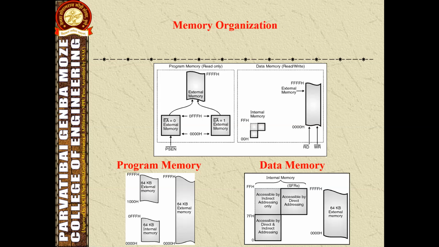The upper figure shows the memory organization of the 8051 microcontroller. Up to 64 kilobytes of program memory and 64 kilobytes of data memory can be accessed separately, and there are 4 kilobytes of internal program memory and 256 bytes of internal data memory. Here, this is the internal memory, and this one is the external memory. This is program memory, and this one is data memory. And these are external memories.